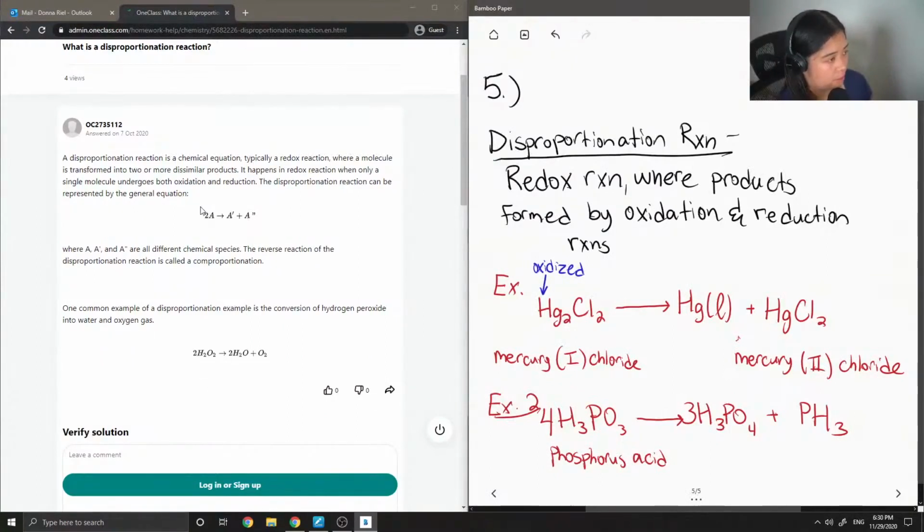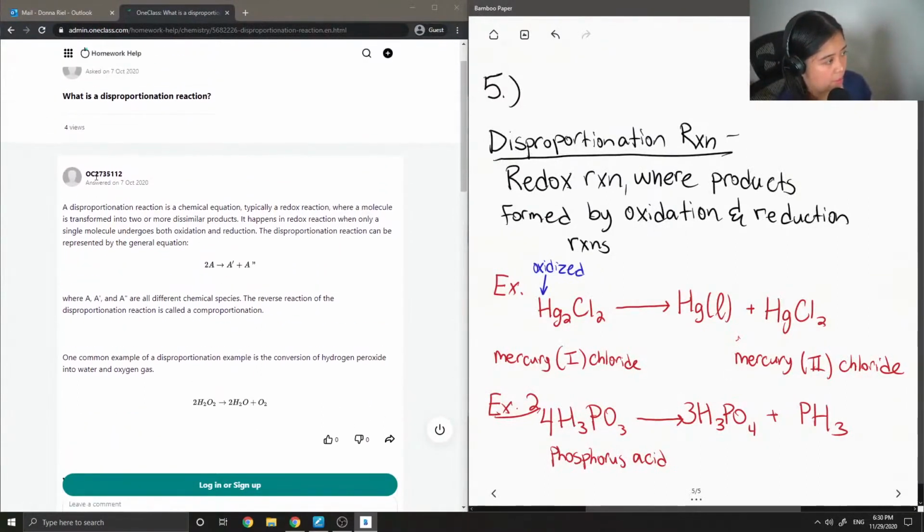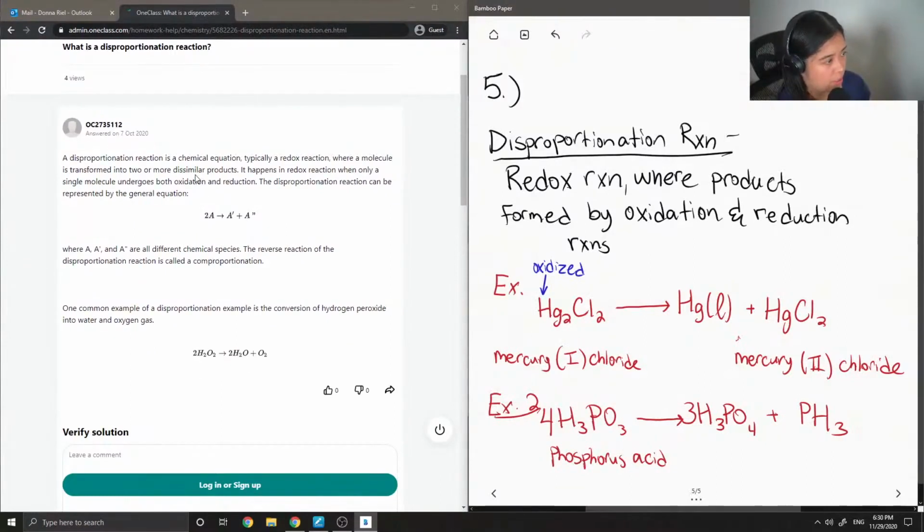So let's see what the junior tutor said. A disproportionation reaction is a chemical equation, typically a redox reaction, where a molecule is transformed into two or more dissimilar products. Happens in redox reaction where only a single molecule undergoes both oxidation and reduction. The disproportionation reaction can be represented by the following equation.